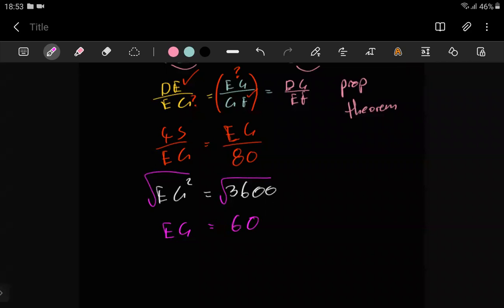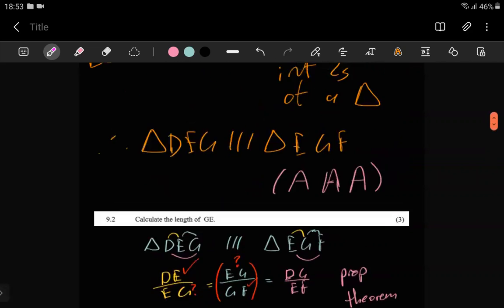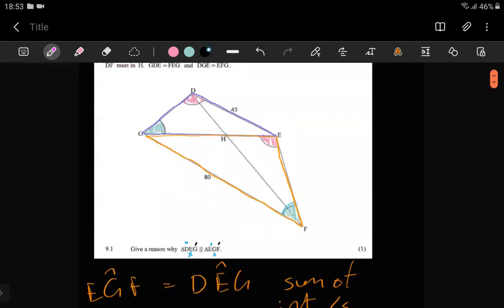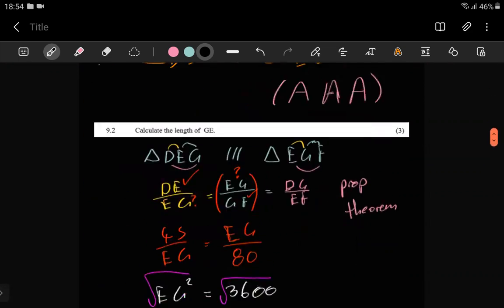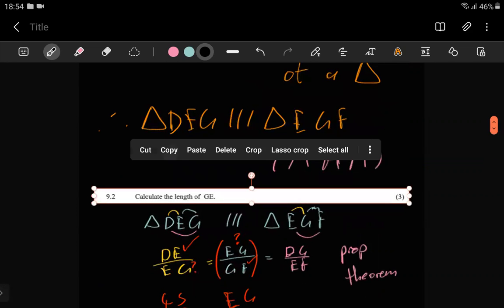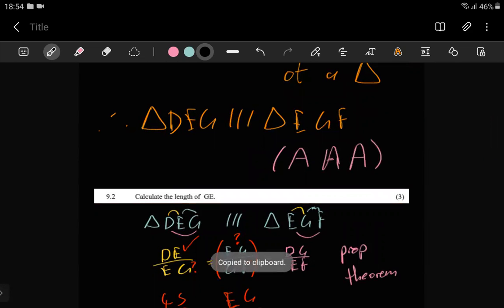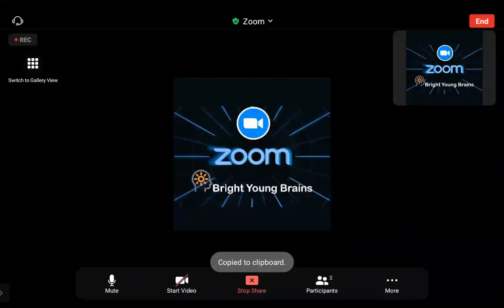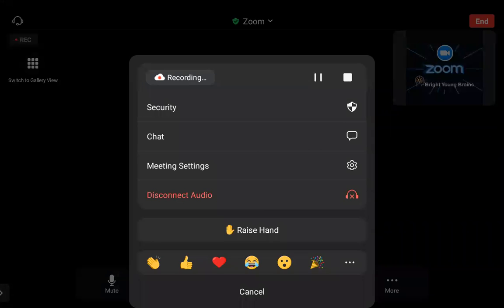60. Perfect. Now you can see if you compare it to the other lengths, it's kind of fitting there. EG being 60 kind of matches. You know, 80, 60, 45. It's in the zone. So we are certain of our answer. We don't have to think it's wrong or anything. So let's just look at the next question.